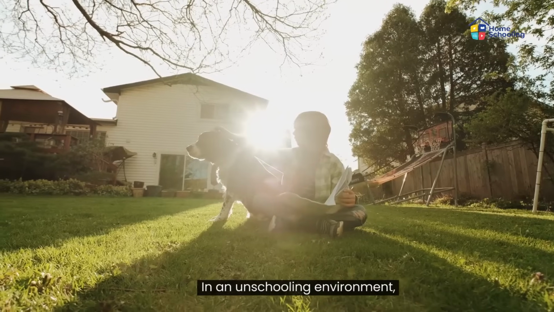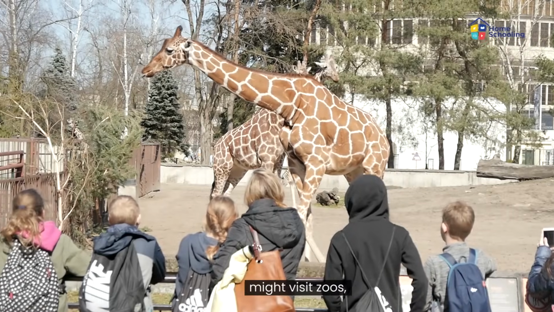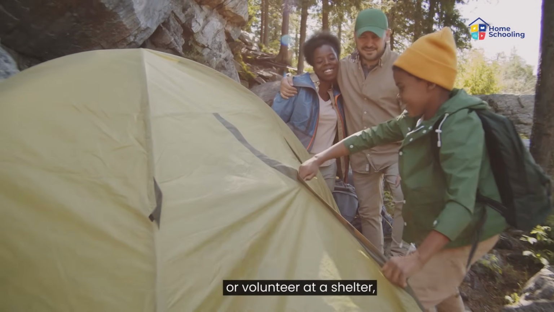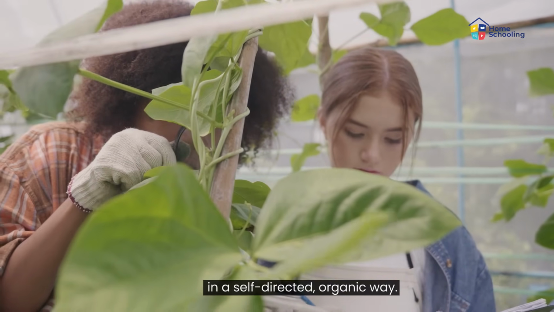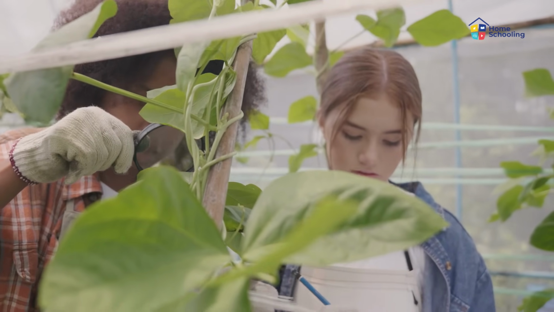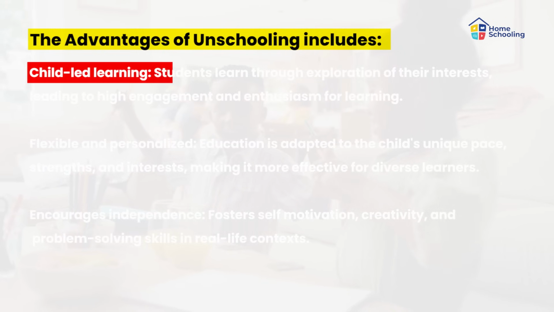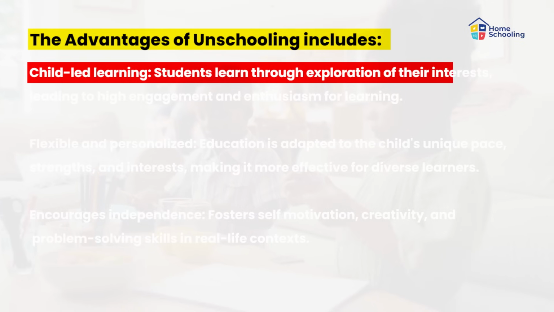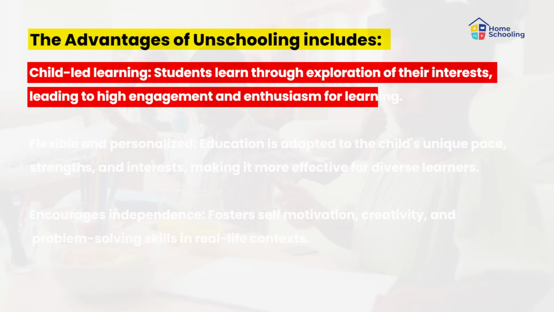For instance, in an unschooling environment, a child interested in animals might visit zoos, read about animals, or volunteer at a shelter, learning biology and ecology in a self-directed, organic way. The advantages of unschooling include child-led learning. Students learn through exploration of their interests, leading to high engagement and enthusiasm for learning.